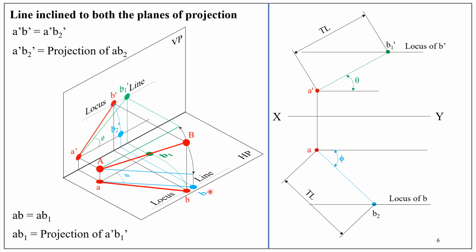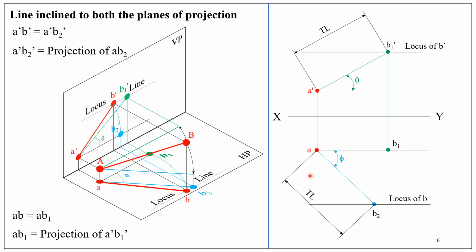We know top view length AB is equal to AB1. What is this AB1? AB1 is projection of A dash B1 dash. So A dash B1 dash is here. Therefore, draw a projector from B1 dash. And here through A we need to draw a horizontal, and that horizontal is already here. The projector from B1 dash meets the horizontal through A at this location, and that point is B1.